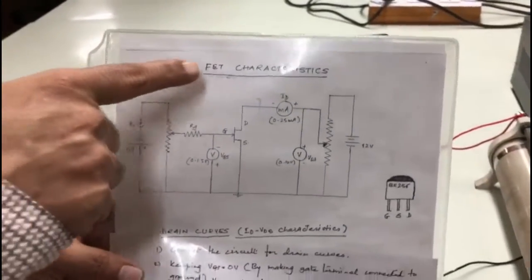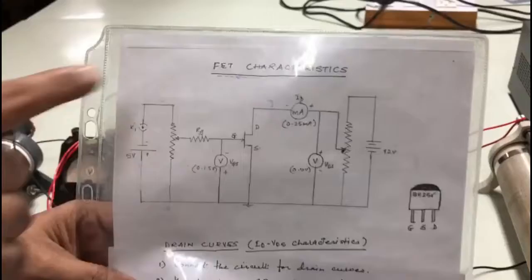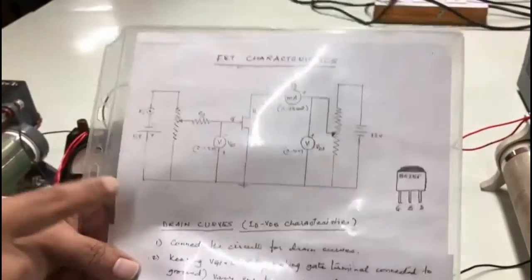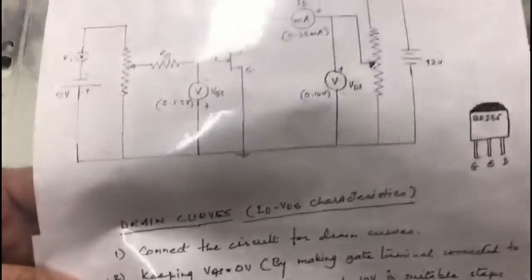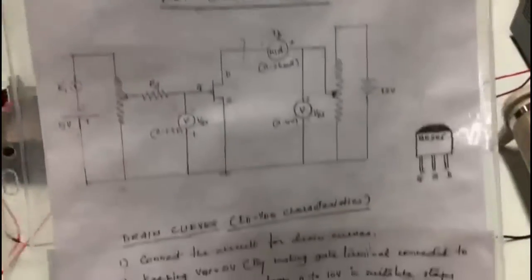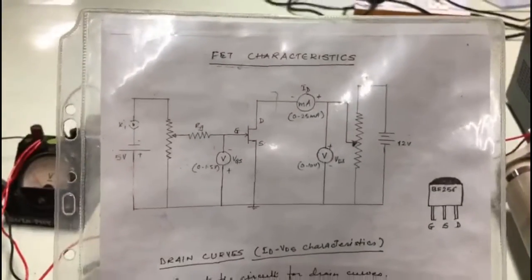You can see right now I am going to perform FET characteristics for you. FET is field effect transistor, and this is the circuit diagram. This is the circuit diagram, right? Okay, so you can check it yourself.